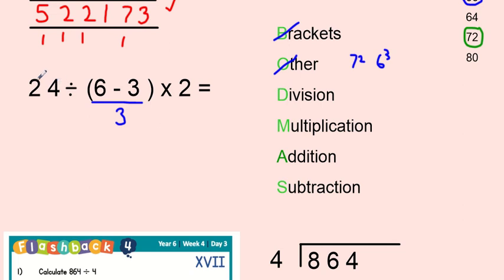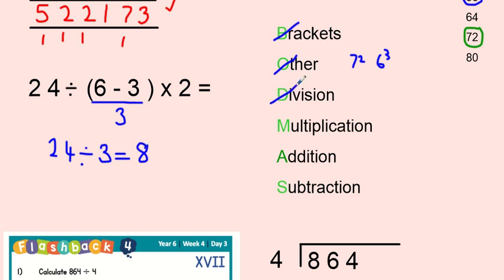Yes, there is. 24 divided by 3. So I'm going to do a jotting. Jotting is always really useful in case you think you've made a mistake. You can go back and check really easily. So 24 divided by 3 is 8. I know my 3 times table. 3, 6, 9, 12. I can count on to 24 to know it is 8.